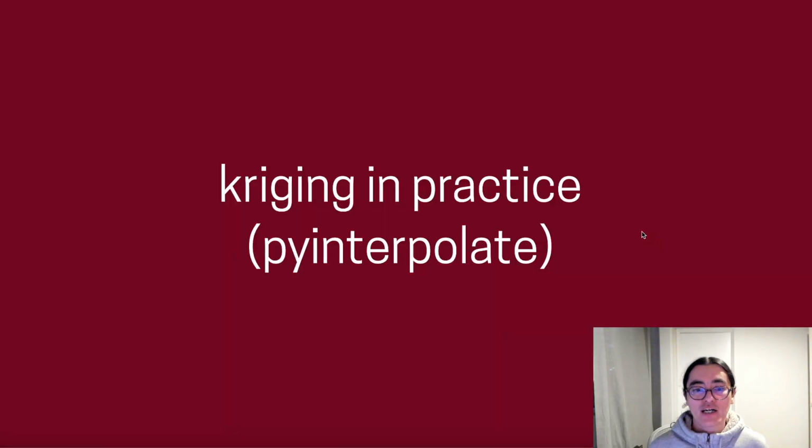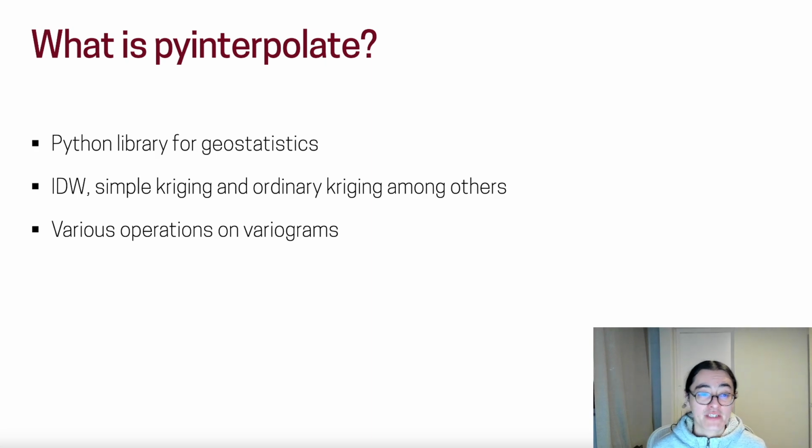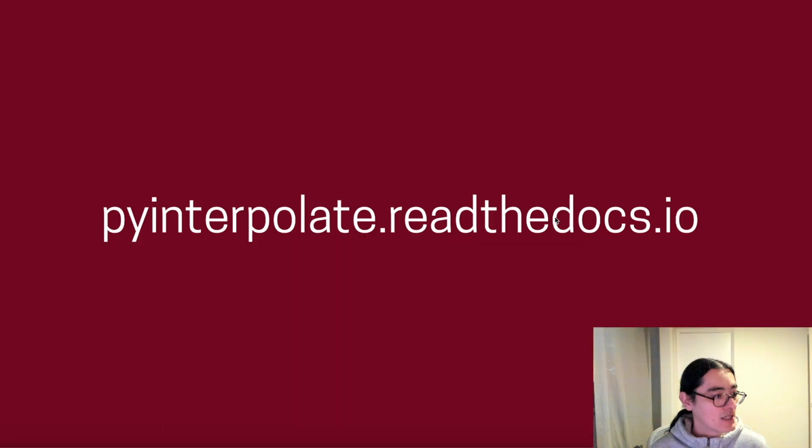So now let's have a look at how you can perform kriging in practice using a Python library called PyInterpolate. So what is PyInterpolate? Basically, it's a Python library for geostatistics. It's focused on a few different interpolation methods, mostly on kriging. You can do IDW, simple kriging, and ordinary kriging, among others, and you can perform different operations on variograms using this library. You can create things that we will not cover in this lesson, like directional variograms, and you can also use the tutorials to learn more about how you can perform kriging.